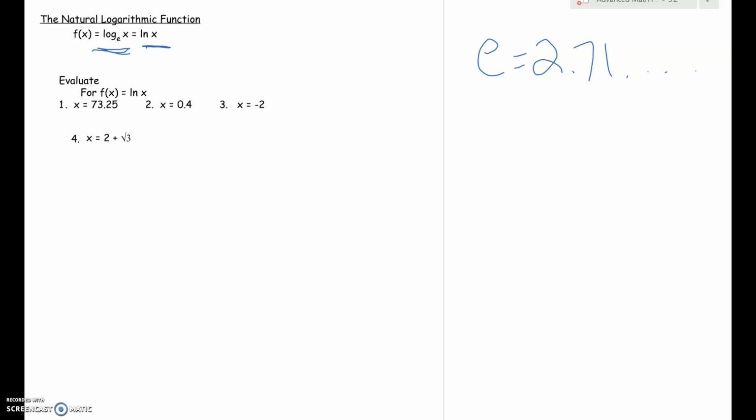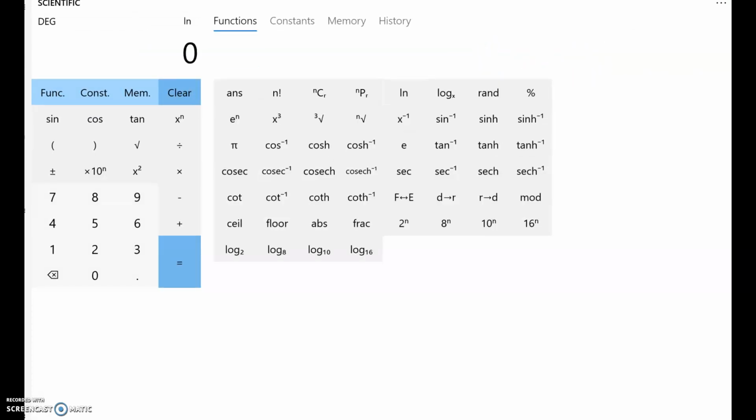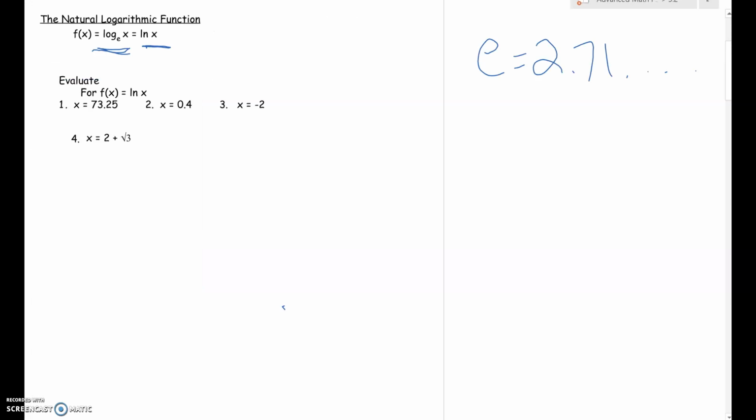So the next part here is really just using a calculator. I'm going to show you the first one. If I say ln of 73.25, I'm going to go to a calculator, and I'm going to go ln, and then 73.25, equals, and I get 4.294. So 4.294. Oh, this is hard to write. I don't have my normal pen. All right, so I would suggest right now take a moment and pause. I would pause it and try the next 3 here and see what you get.